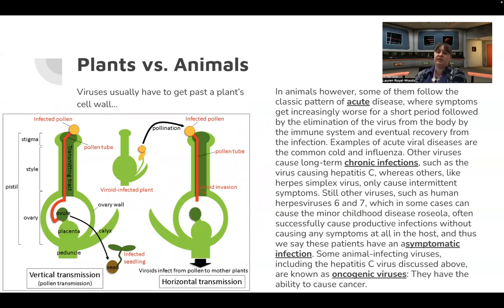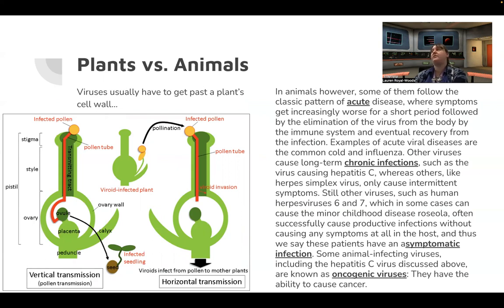All right, now plants versus animals. Plants and animals, we get infections in different ways. So in animals, we follow a classic pattern of acute diseases where symptoms eventually get increasingly worse. And then our immune system kicks in, learns it, and basically takes it out. An example of this is the common cold.